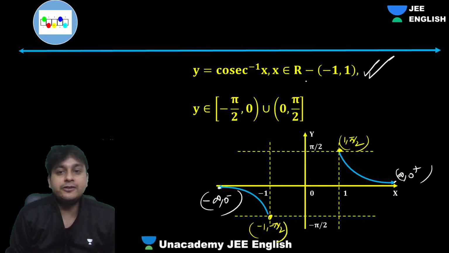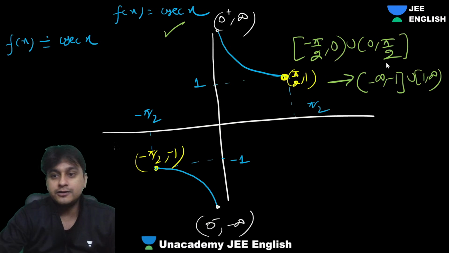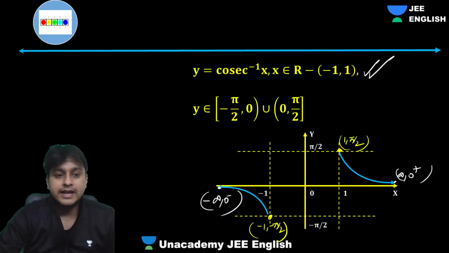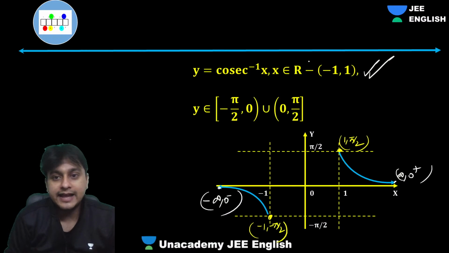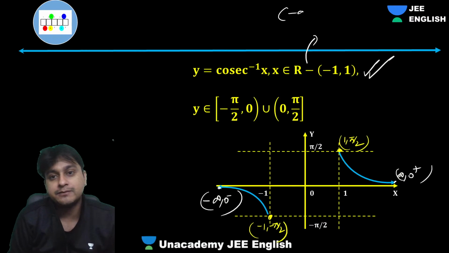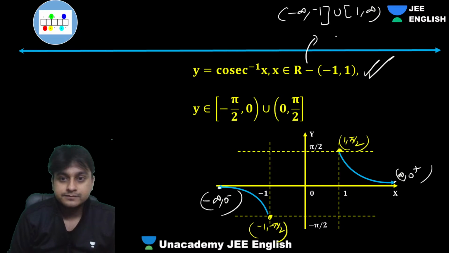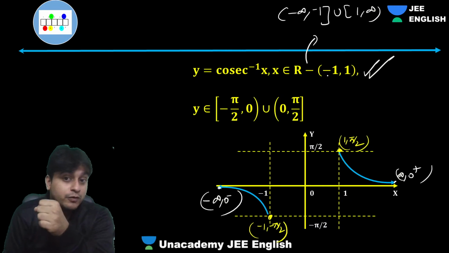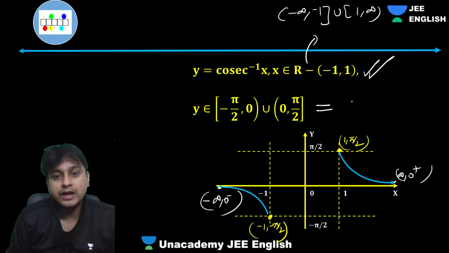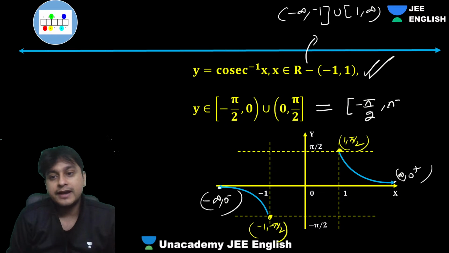This is the domain of the inverse function now. The domain of the inverse becomes reversed. This was the range, so this will become the domain. I told you either you write it like this or like this, both are the same: minus infinity to minus 1 union 1 to infinity. Why open? Because we want to remove that point. And sometimes in books they write minus pi by 2 to plus pi by 2 except 0. This is also correct.